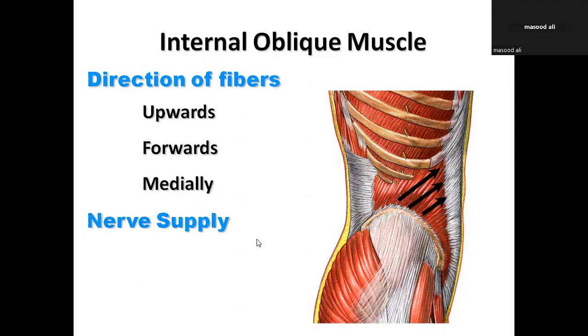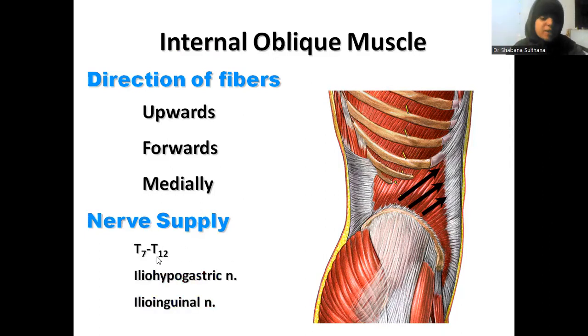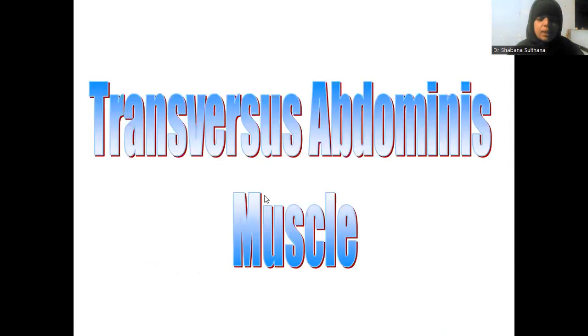Nerve supply: same, T7 to T12. Subcostal is not mentioned separately. It is told in continuation. We also have nerves coming from the lumbar plexus like the iliohypogastric and ilioinguinal nerves, which supply the second muscle. Okay. What is the third muscle we have?